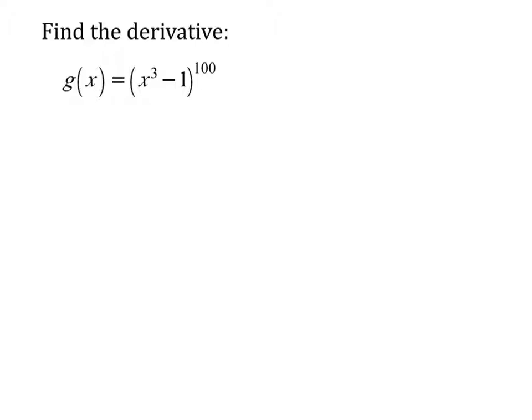And when using chain rule, think about what's the inner function, what's the outer function. The inner function here is this x cubed minus 1. So that's our inner function. And then our outer function is like x to the 100th. All right, and so when we go to find that derivative, we first do the derivative of the outer. So that's going to be the 100 times something to the 99th. In this case, that something is the original x cubed minus 1.